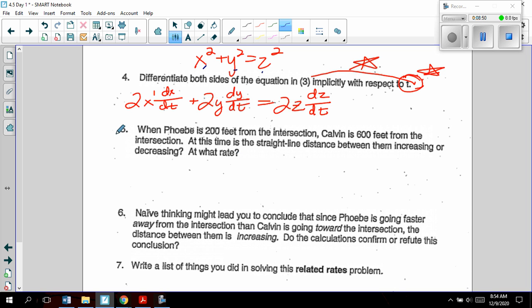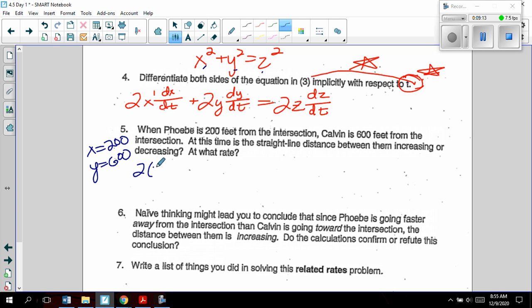Now in 5, this is where we start to actually solve something. It says when Phoebe is 200 feet, so Phoebe was x, so basically it's saying when x is 200, Kelvin, which was y, is 600 feet. At this time is a straight line positive. So you're given a bunch of stuff. I was just given x. I'm going to start plugging in.